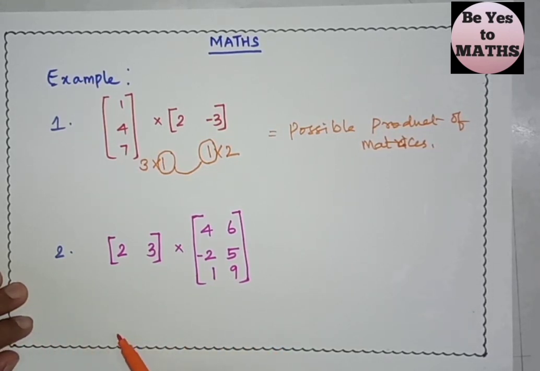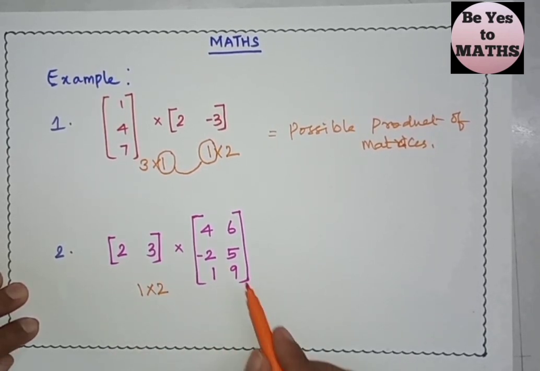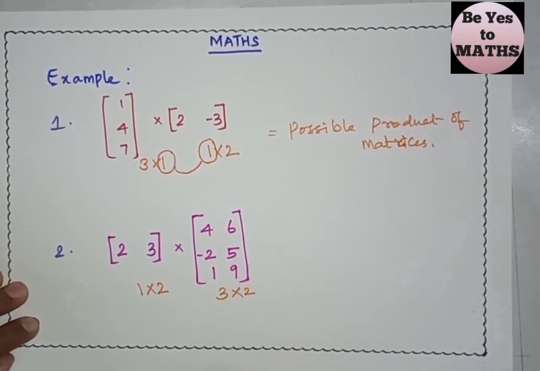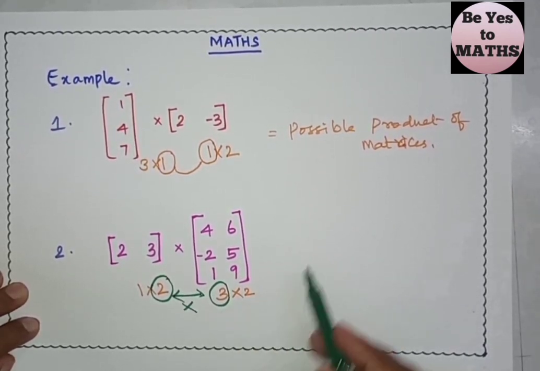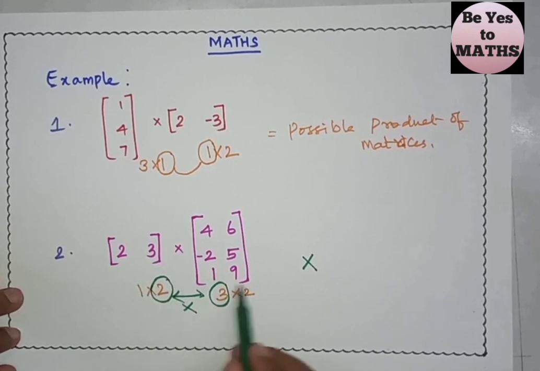So, second example. Here we have the first matrix. The order of this first matrix is 1 by 2. The order of the second matrix is 3 by 2. You can see 3 rows and 2 columns. Here the number of columns in the first matrix and the number of rows in the second matrix are not equal. So it is not possible to find out the product of these two matrices.